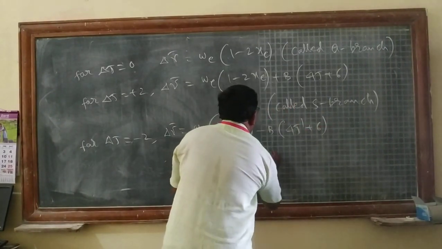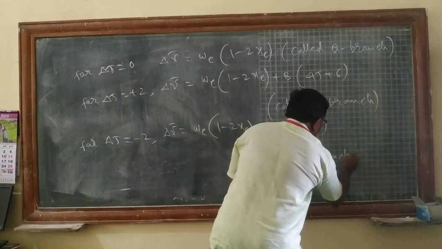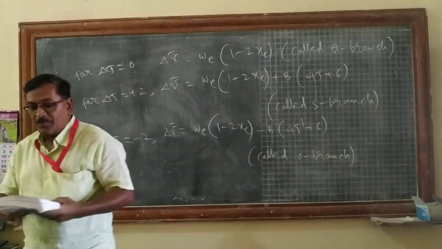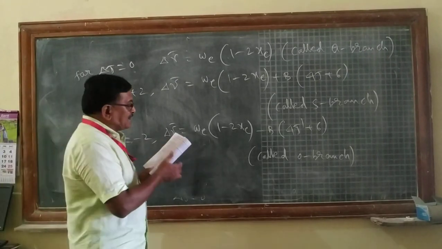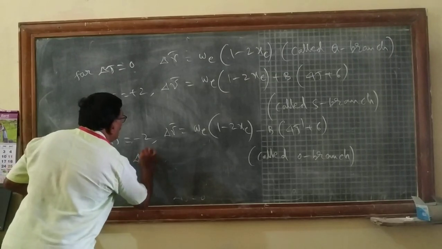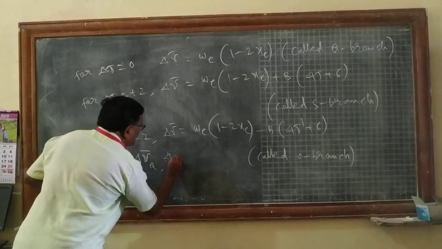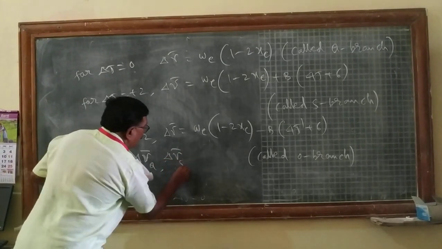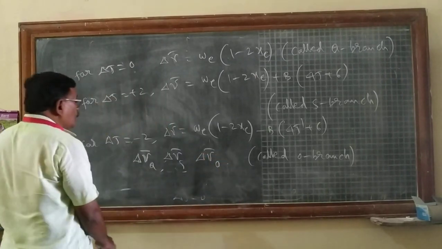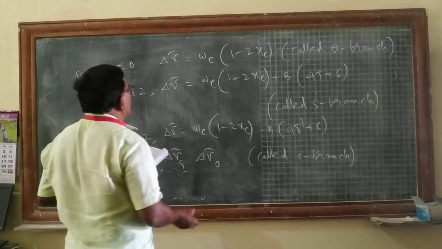So these lines will be called the O branch lines. Here the Q, S and O branches will be called delta nu bar Q, delta nu bar S, and delta nu bar O respectively, and the wave number of the exciting light.